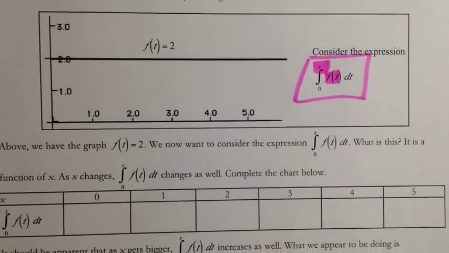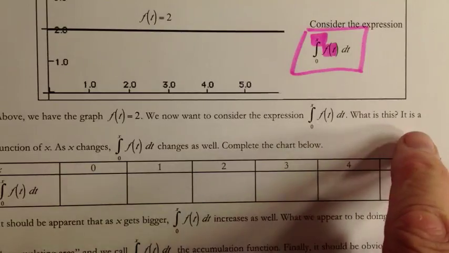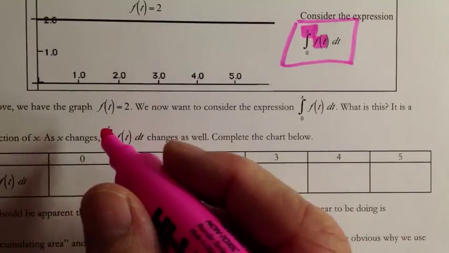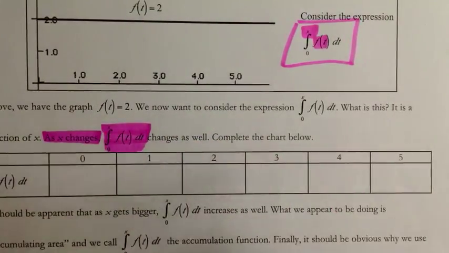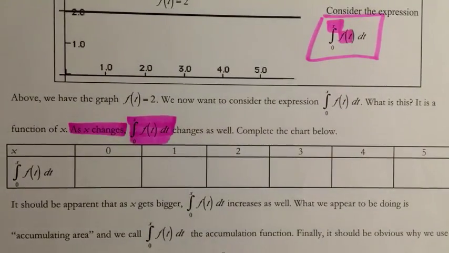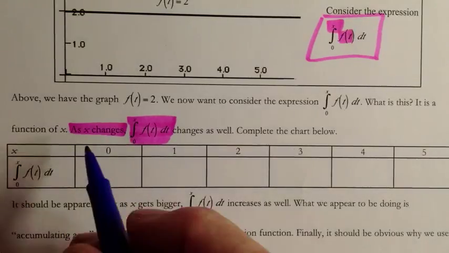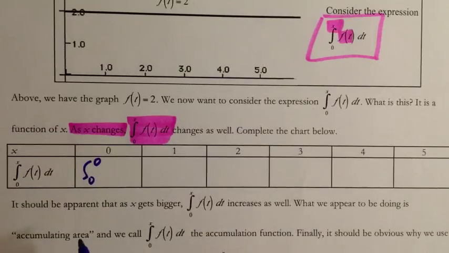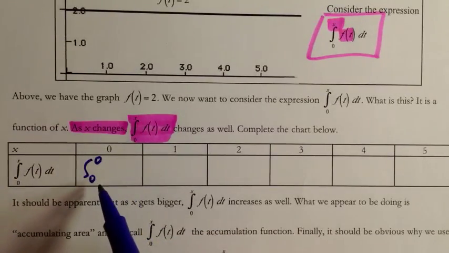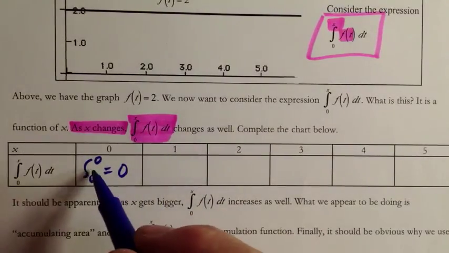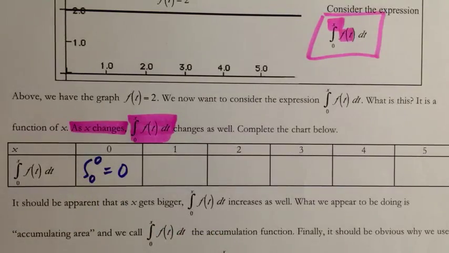We have the graph, like I said, f of t equals 2. Considering this, it's a function of x. So as x changes, so does the value of the definite integral. So let's go ahead and just calculate a couple of these values here. When x is equal to 0, we have the integral from 0 to 0, which means that we're not accumulating any area, and so that's equal to 0. When the upper and lower limits of integration are the same, we learned earlier that we don't have any area, so we always have a value of 0 for that definite integral.